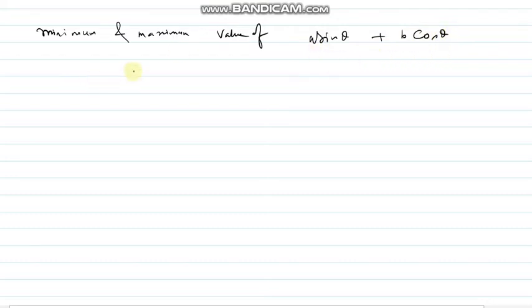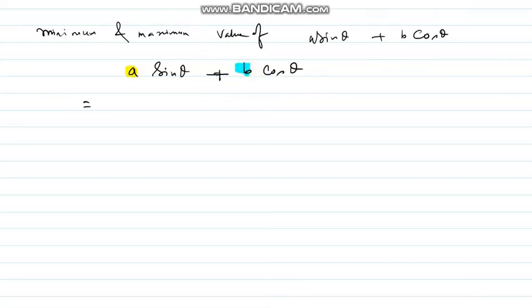We will write a sin theta plus b cos theta equals to, now check, if I will take a as cos alpha and b as sin alpha, so now the formula will be sin theta cos alpha plus cos theta sin alpha. So this is the formula of sin of theta plus alpha, right?